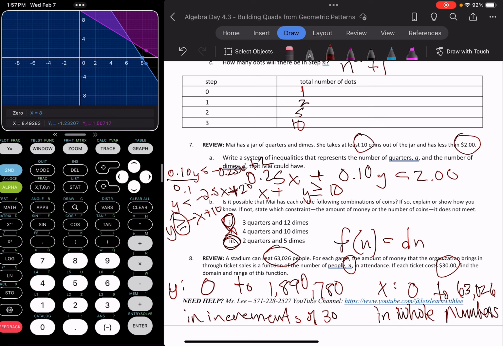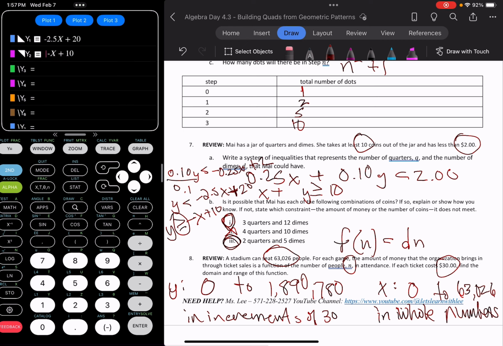make sure I made my thing correct here. It's less than $2. X is the quarters. Yep, so 2 quarters and 5 dimes. Let's go ahead and make sure that I did this correctly. Yes. Oh, I see what I did.